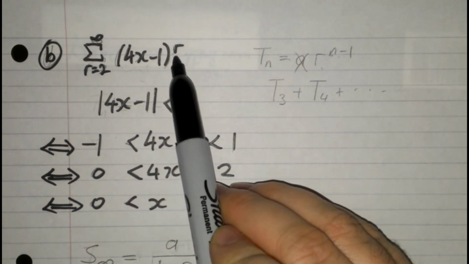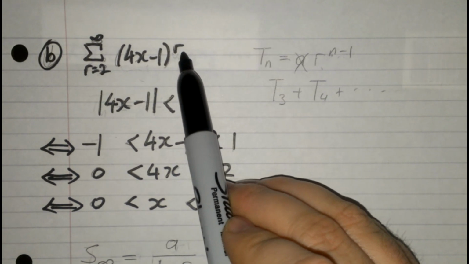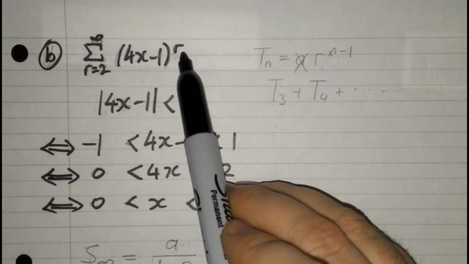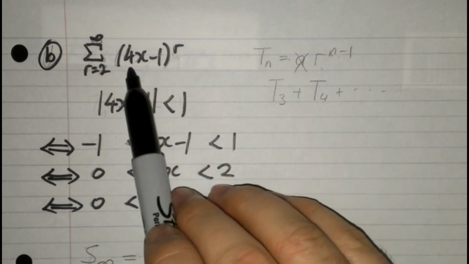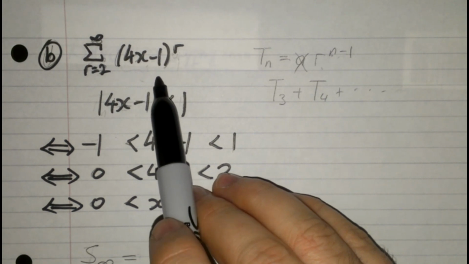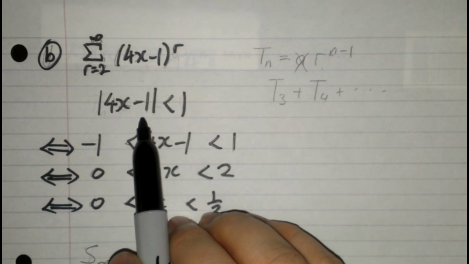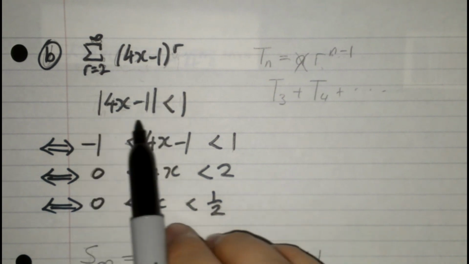If we're taking something to a really, really big power, this r is going to infinity, then when is something to the power of a very big number very close to 0? Well, it's when the thing you're taking to a power is less than 1. So here we go, the 4x minus 1, and don't forget your modulus here.